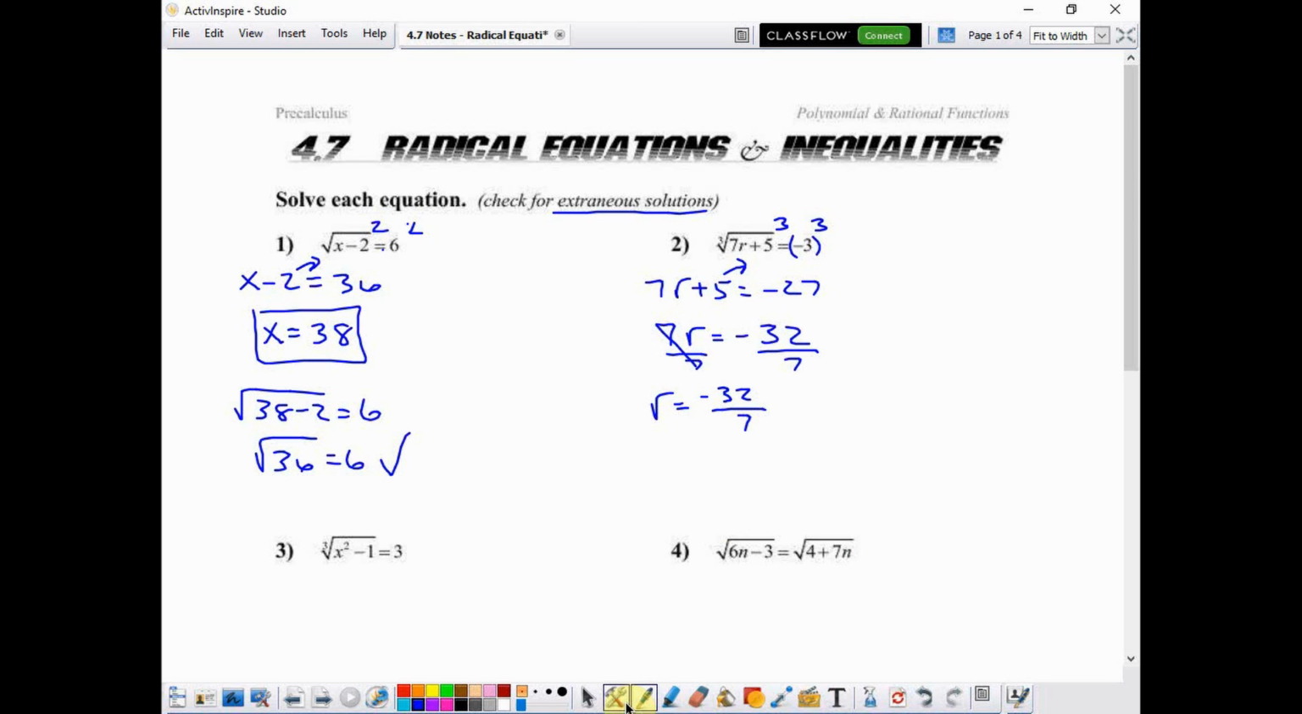Okay, now I need to check that. Cube root of 7 times negative 32 over 7, plus 5, should equal negative 3. 7 and 7, those are going to cancel. It's 7 over 1 times negative 32 over 7. So I get negative 32 plus 5. That's negative 27 under a cube root equals negative 3.